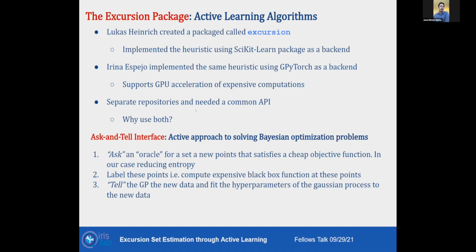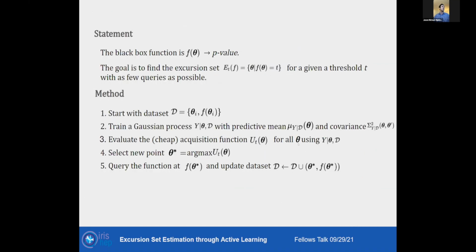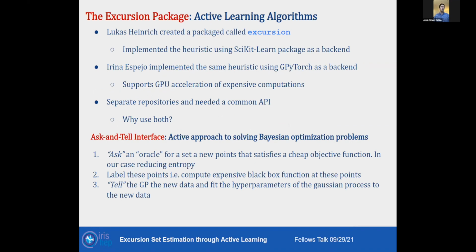I modeled this off of scikit-optimize, which is a package that has an ask and tell interface, which is basically an active approach, or optimal design through sequential choices, of solving Bayesian optimization problems for finding our excursion sets. You first ask the oracle, or your acquisition function, which is cheap to evaluate because you're just numerically approximating this integral. You ask it, what point do I want? Then you go evaluate that point, you label it, and then you tell the Gaussian process, your model, the new point, you fit it, and now you have a better mean with less uncertainty.